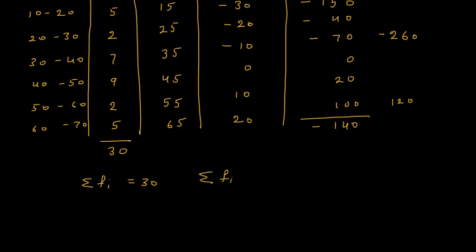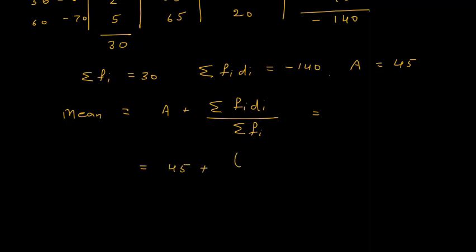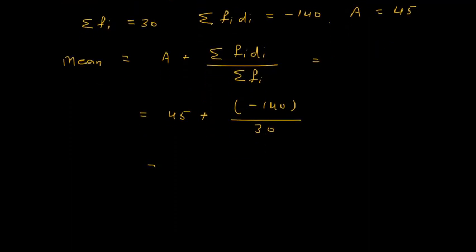Summation of fidi is minus 140 and the value of assumed mean is 45. And the formula for mean: mean equals A plus summation of fidi divided by summation of fi. So this equals 45 plus minus 140 divided by 30. So this will be equal to 45 minus 140 upon 30.